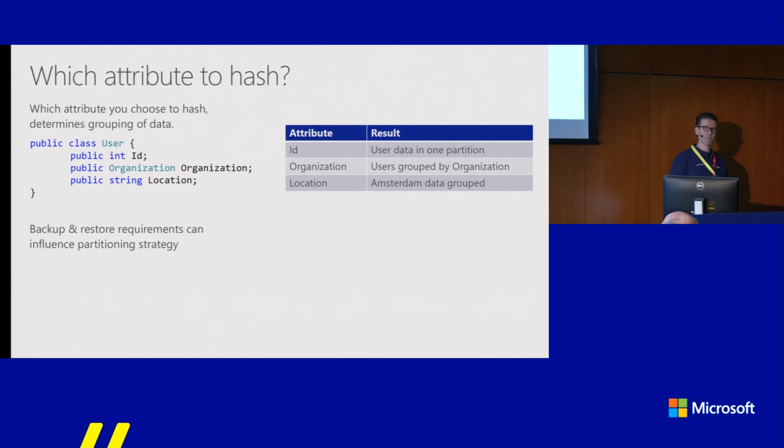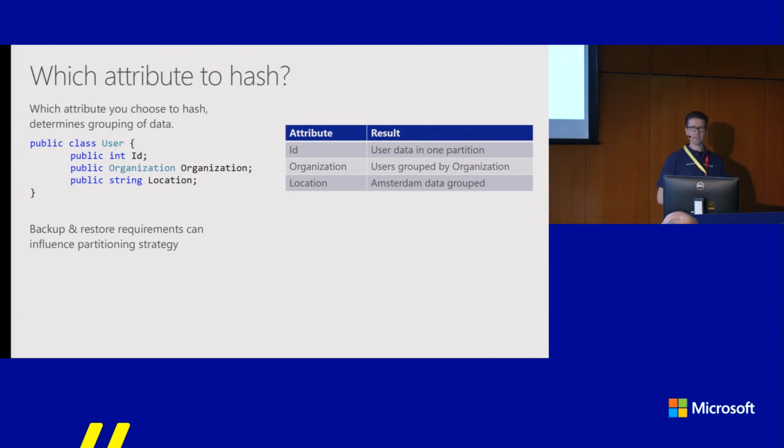Same thing happens to organization. If you hash by organization, all the data for that organization will end up in the same partition. You can do the same thing with location, so you can enable geographical queries. If you want to see what's happening inside Amsterdam, you know for sure that there is a partition that holds all Amsterdam data.